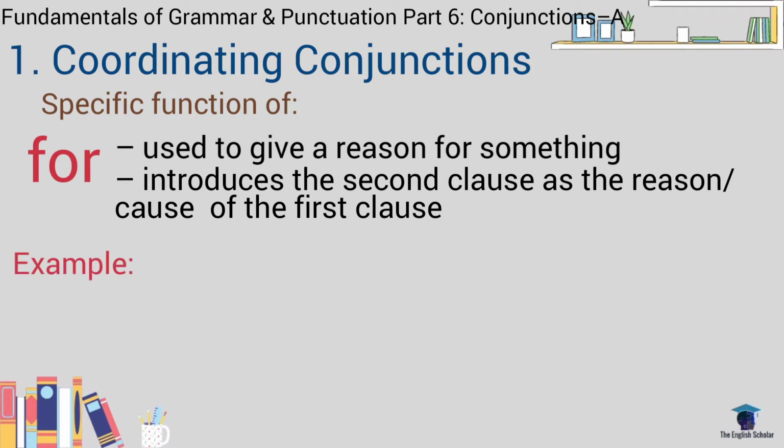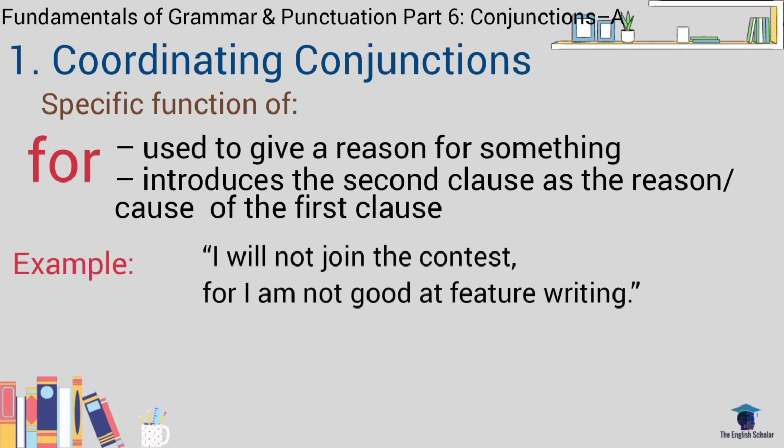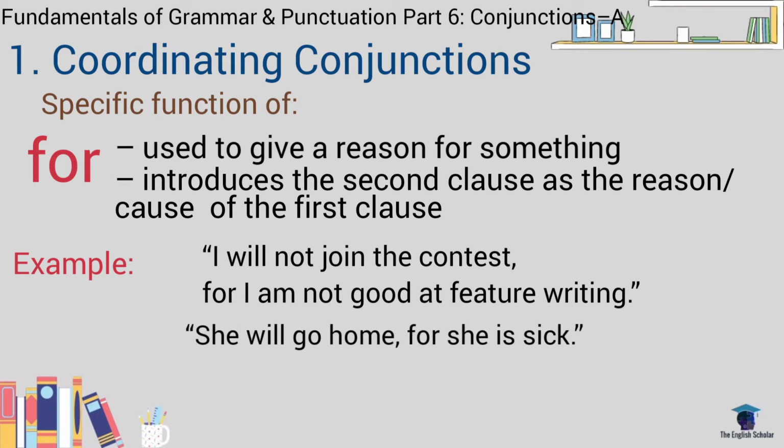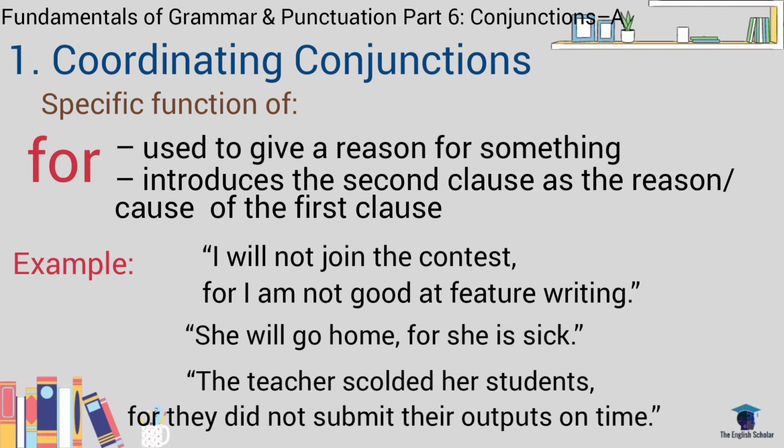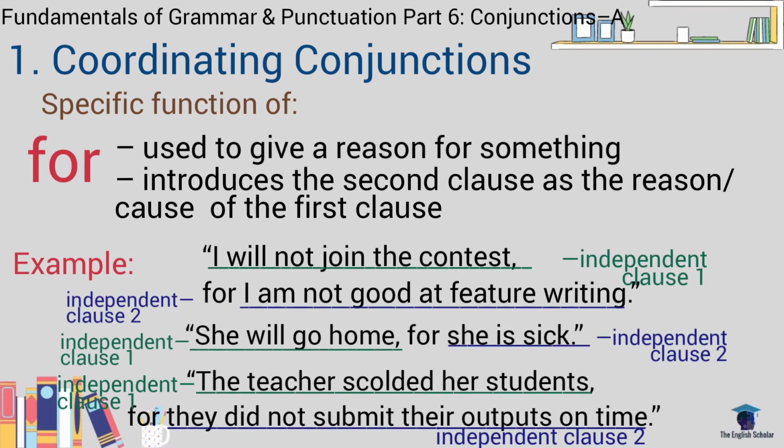For example, I will not join the contest, for I am not good at feature writing. She will go home, for she is sick. The teacher scolded her students, for they did not submit their outputs in time. Notice all the examples here. They all contain 2 independent clauses joined by the conjunction for. The first clauses are the effects of the second clauses. If we replace for with because, the meaning will remain the same. We'll just have to remove the comma to make it proper.